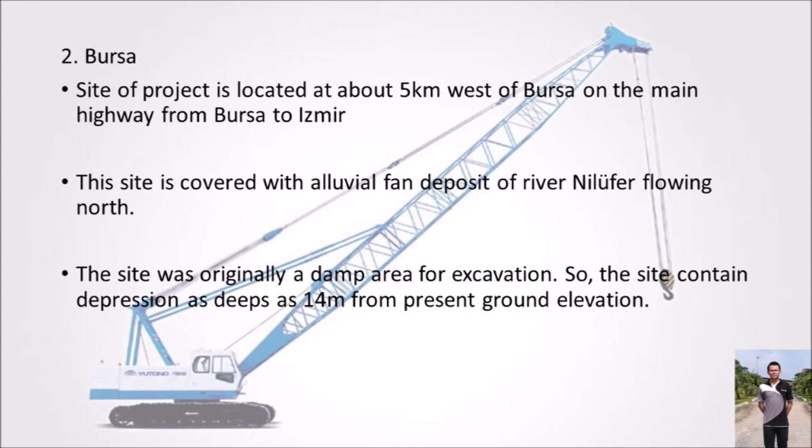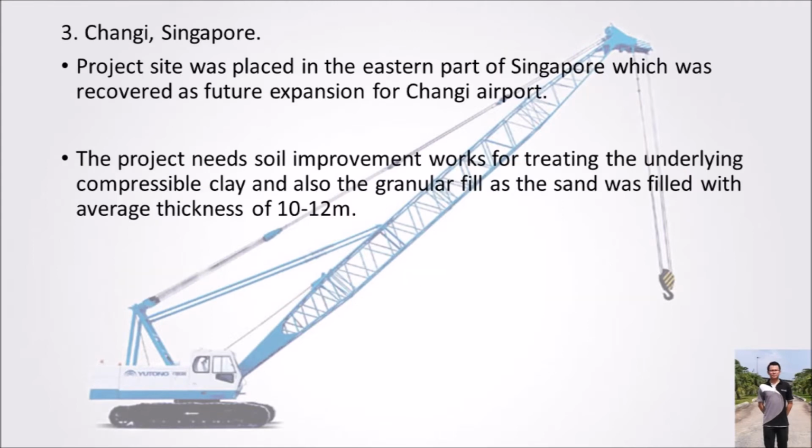Bursa. The site of the project is located at about 5 km west of Bursa on the main highway from Bursa to Ismail. This site is covered with alluvial fan deposit from the river Nilufer flowing north. The site was originally a dam area for excavation, so the site contains depressions as deep as 14 meters from present ground elevation.